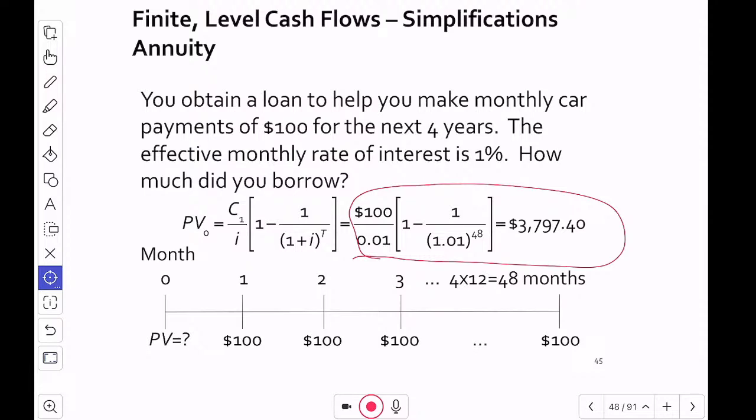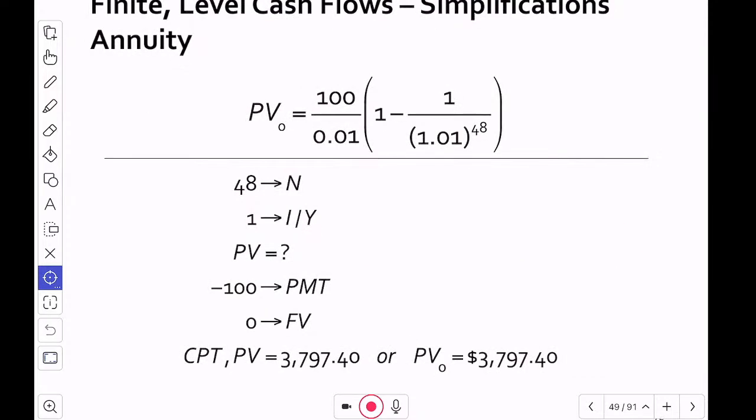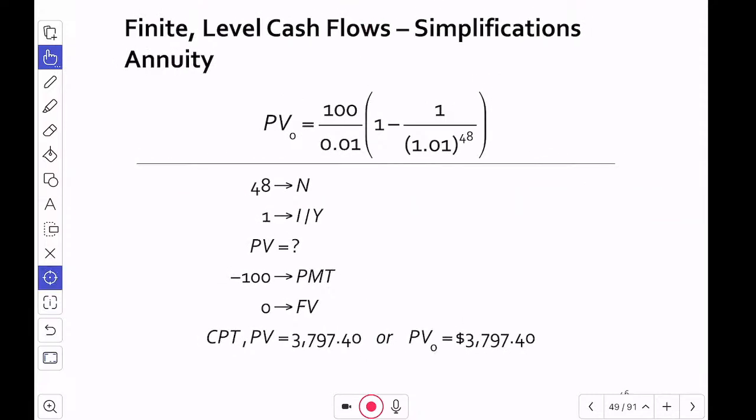All right, so let's enter this into the calculator. So back to the time value of money row now. We have these keys, and now we're going to start using the payment key. Payments are cash outflows, so they get a negative. So let's work from left to right, 48 periods.